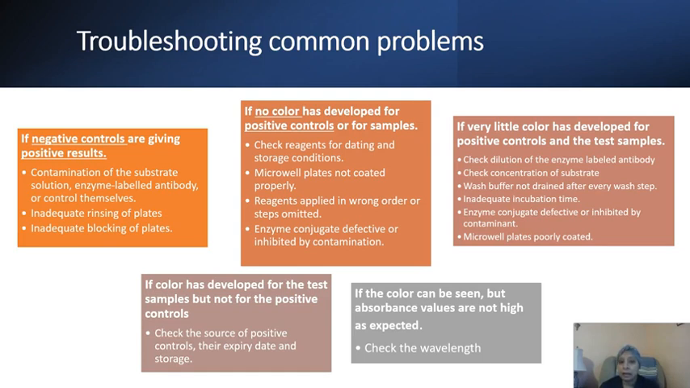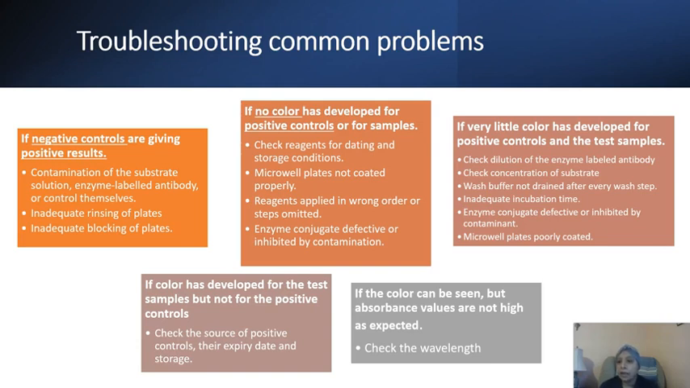If you don't have any color in any of your samples, including your positive controls, you obviously want to check all the dates and storage conditions for all your chemicals. But it could also mean that your microwell plates were not coated properly, either with the antigen or with the antibody, or you maybe applied them in the wrong order. So if you had the capture antibody and you put the primary before you added your sample, it's not going to work very well. So you always want to make sure that you follow the steps very well in an ELISA, because it does have a bunch of steps and it does take time.